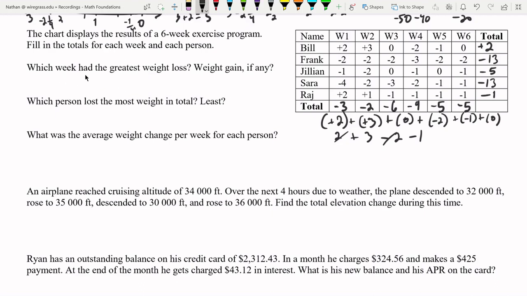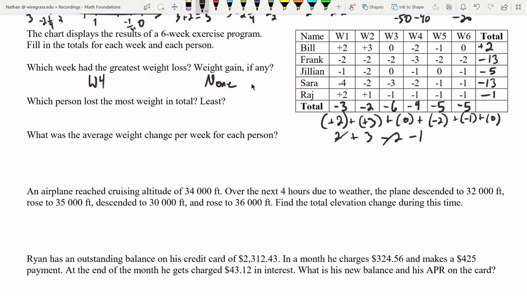So first off, which week, that's going to be the columns, which week had the greatest weight loss? So that's going to be the biggest negative number or the least number in the list. Of course, the least number is going to be negative 9. That was week 4. Which week had the greatest weight gain, if anything? There were no weeks of weight gain. All of them had only weight loss, so there's none.